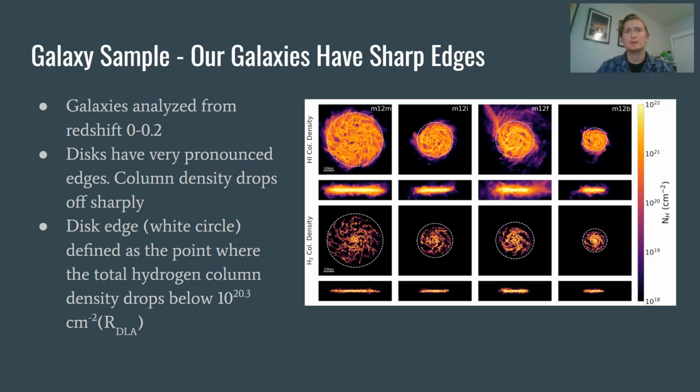It's also important to note that we define the disk edge as the radius where the total hydrogen column density drops below 10^20.3, which we show with the white circle. This radius will be referenced as R_DLA in upcoming figures.